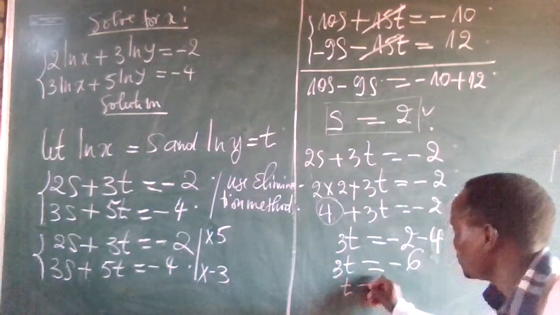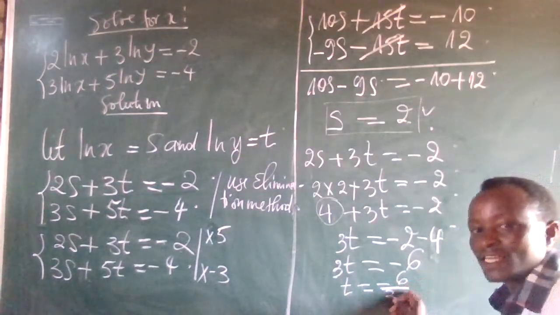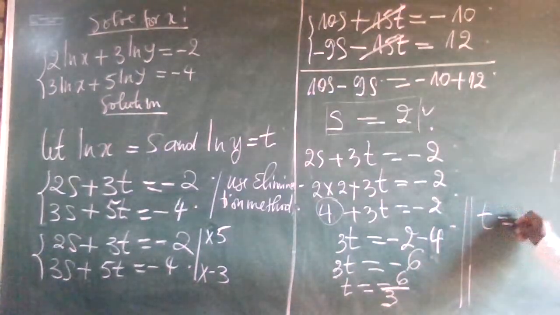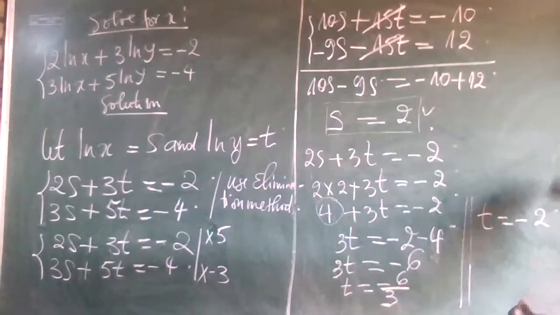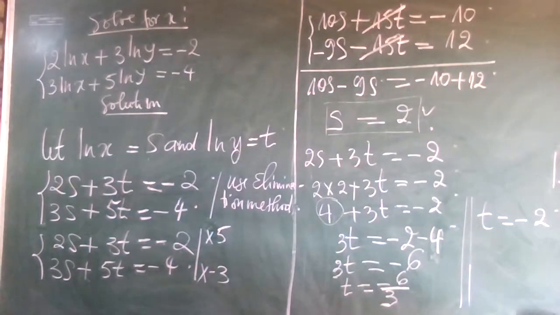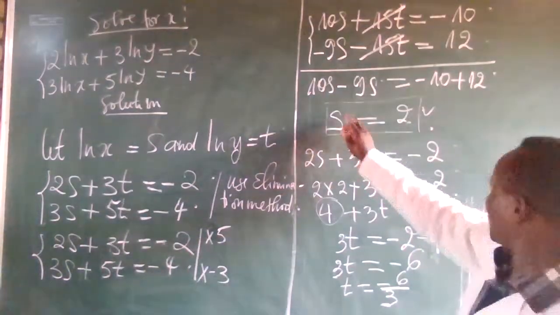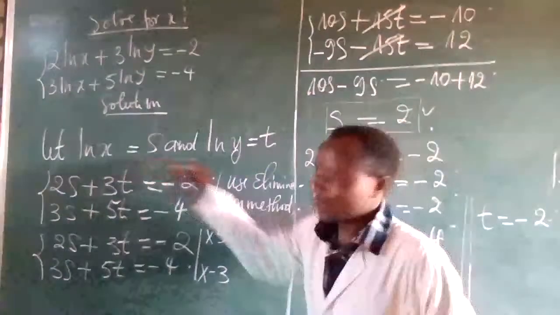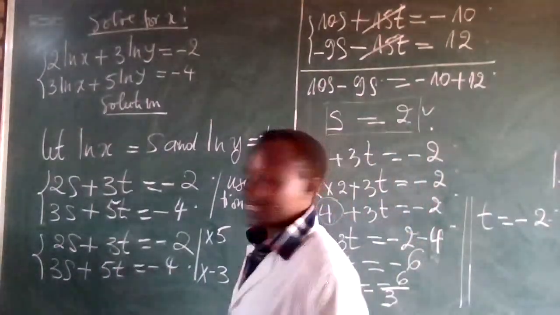Then t will be equal to minus 6 over 3. Now the letter t will be equal to minus 2. You see? The letter t will be equal to this minus 2. Now we have seen s and t. It means we are going to substitute those letters in our supposition. So now let us follow for the next session.